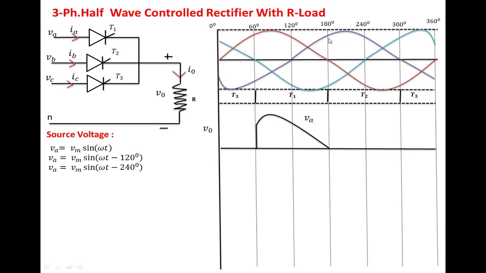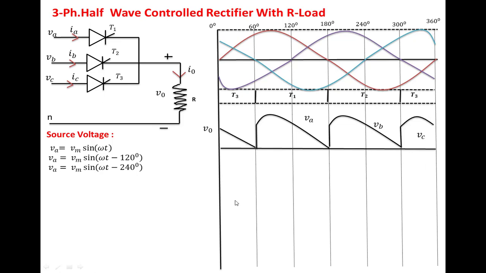So from this point you have to see how phase B is changing. You take up the same magnitude and same waveform up to here. At this point, nothing but 300 degrees, T2 will be off and T3 will be on. Once T3 is on, the output voltage follows the input voltage of T3, that is Vc. So from this point you will see how Vc is changing. We complete the output voltage waveform.